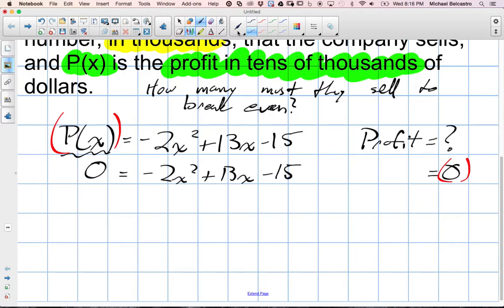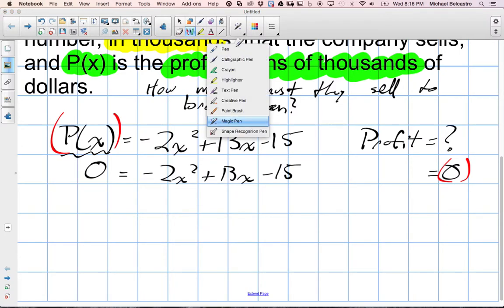Okay, so what we need to figure out now, because X is representing how many we need to sell, and our goal is 0 profit, we have to isolate for x. So we can factor or use the quadratic formula, or we can even put this into vertex form to solve for what the x values need to be. Let's try factoring. Do you use decomposition when you factor? Yeah. Okay, so we need two numbers, and we'll see if this works.